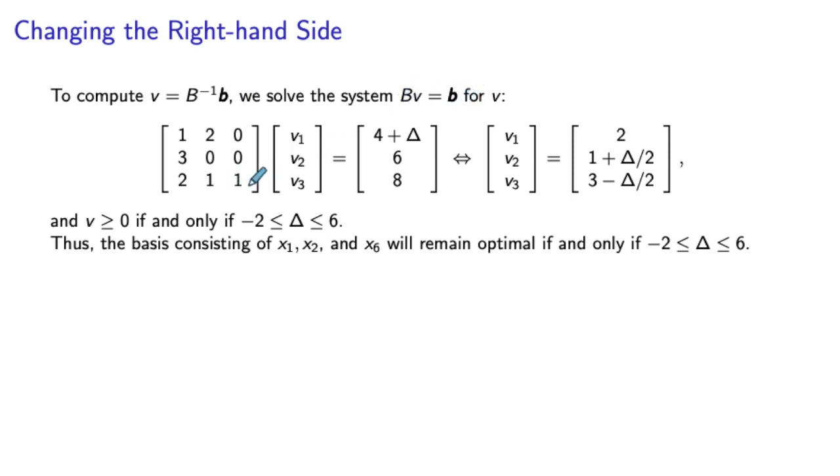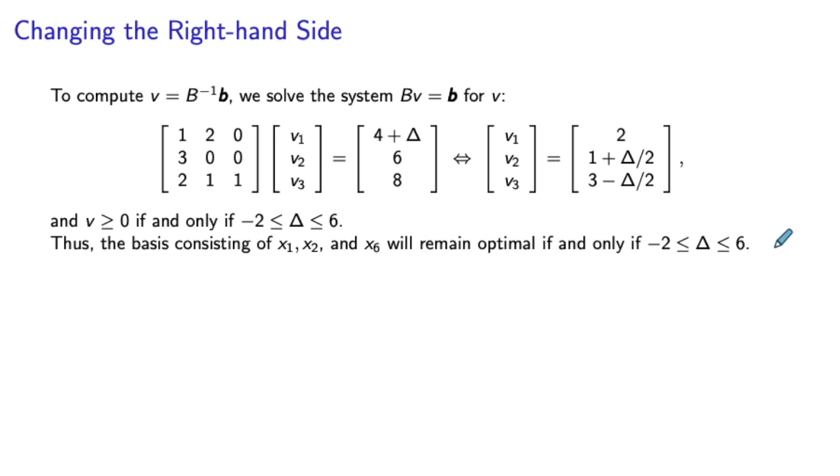So then solving this linear system, we find exactly the same solution for our B inverse times b as what we computed before, and we obtain the range of delta between -2 and 6. So this is our answer.